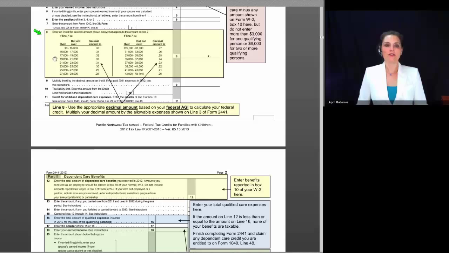And on line eight, you need to find the adjusted gross income of the filer and then figure the percentage or decimal amount that applies to that filer based on their income. And that's where you can see that if the decimal amount is .35 or 35% of the qualifying expenses, the adjusted gross income has to be $15,000 or less. And by the time the adjusted gross income hits $43,000, you've reached the minimum percentage amount of 20%.